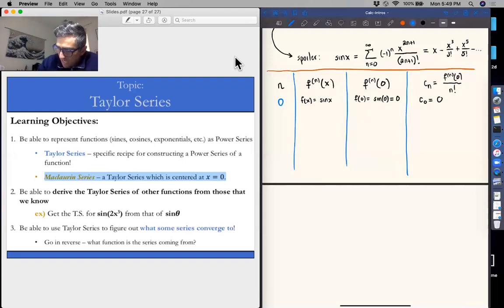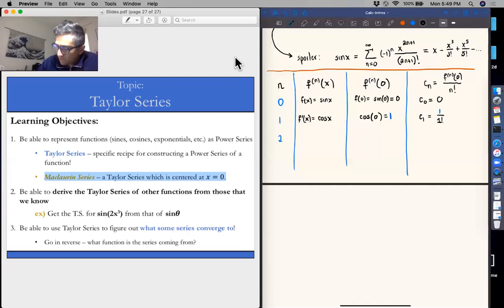All right, let's take a look. When n equals 1, we get the first derivative of sine, which is a positive cosine of x. And then if we evaluate that cosine of x at 0, well, that is equal to 1. So the first coefficient C1 of our sine series is equal to 1, which is coming from that function's derivative evaluated at 0, all divided by n factorial, which in this case is 1 factorial.